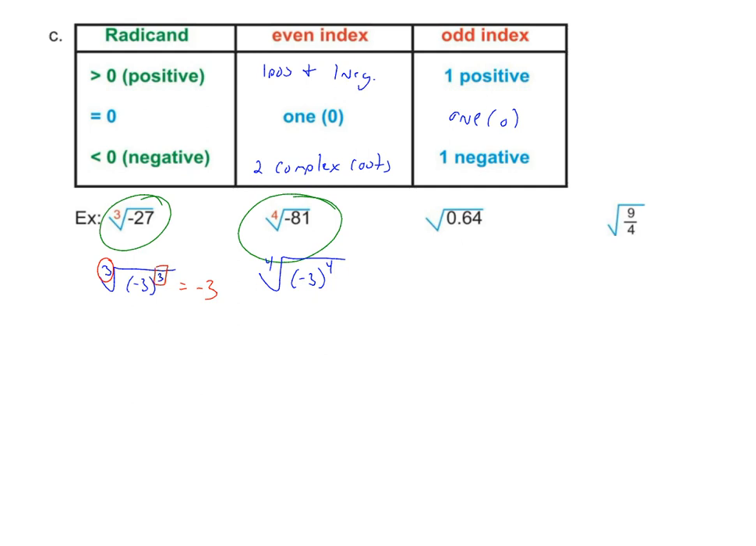Now, you might think to yourself, okay, well then the answer is simply negative 3, and it's not. Let me explain it this way. Negative 3 times negative 3 times negative 3 times negative 3 equals positive 81. It does not equal our radicand of negative 81.